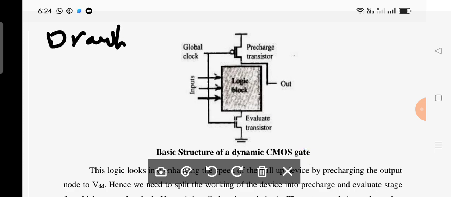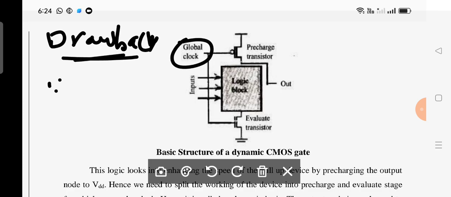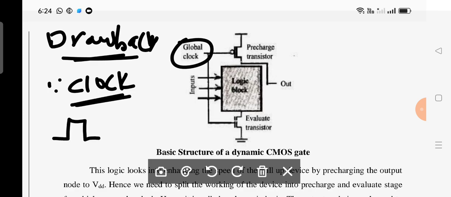Drawbacks. Since the clock is going to be used, it is always continuously switching, therefore it occupies some high power.